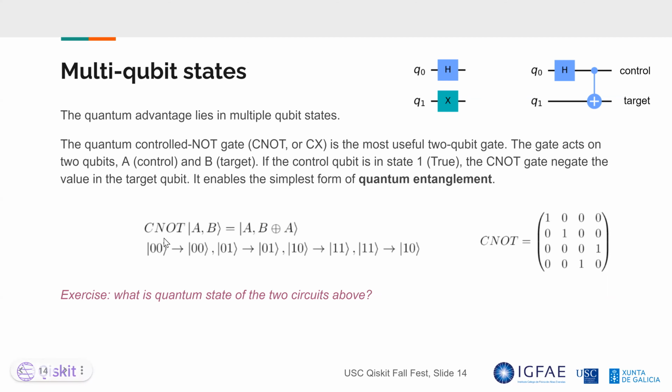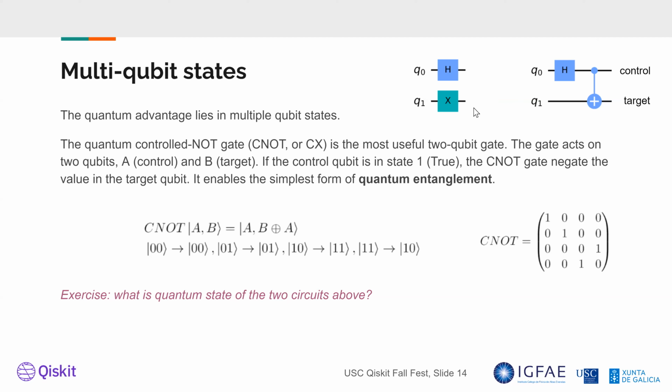So as you can see here, the CNOT gate is applied on qubits A and B. And if A is 0, it doesn't do anything to B. Similar here and here. But if A is 1, it negates the content of B, from 0 to 1 and from 1 to 0. And the matrix form will be of the following. Sort of, you can guess why these two are swapped. So it will be an interesting exercise to write out the quantum state for those two circuits above.